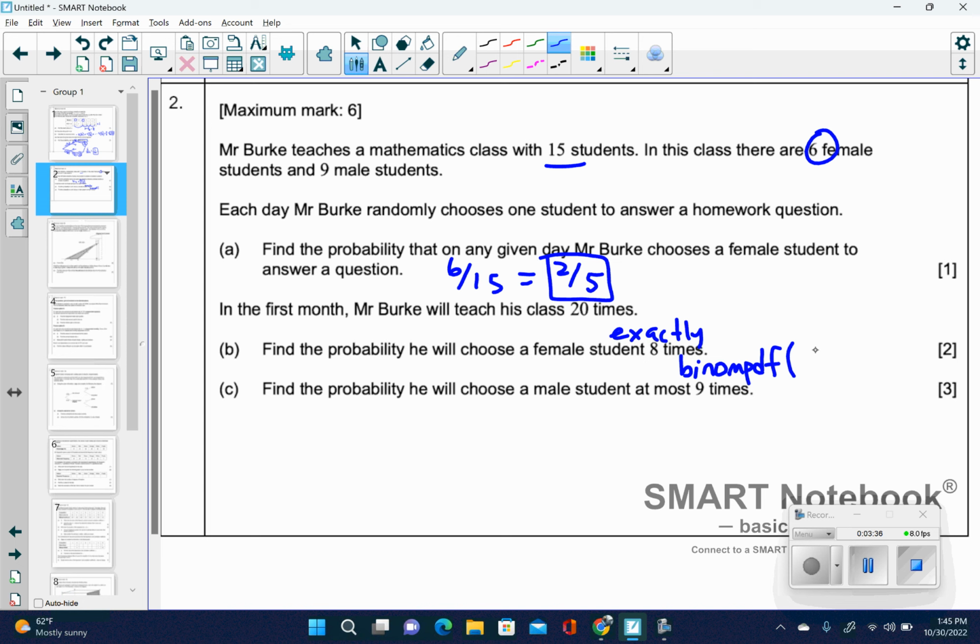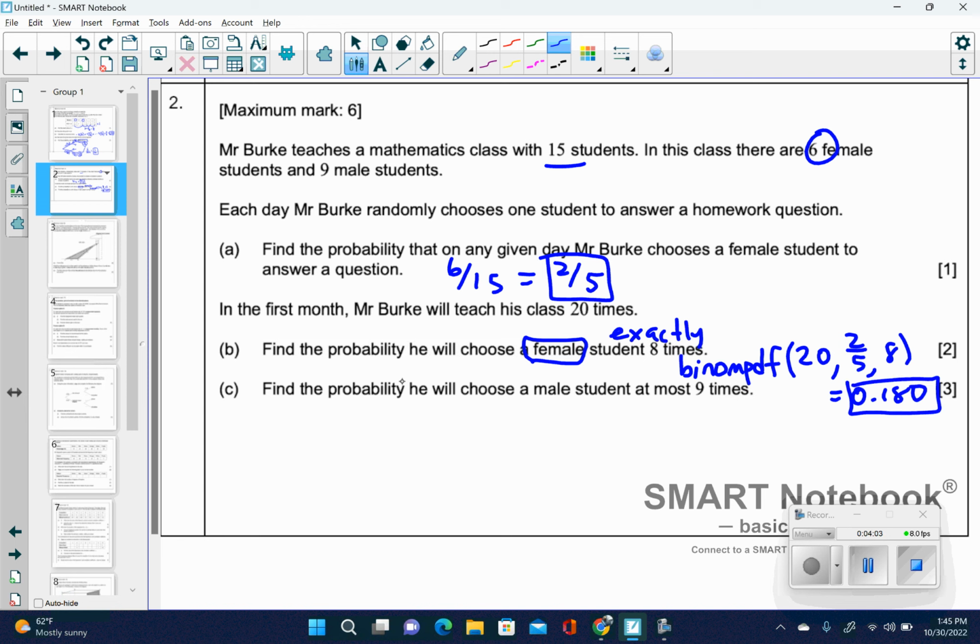He's teaching the class 20 times, so the total is going to be 20, comma, he is choosing a female student, that is his probability of success, so we just found that out, which is 2/5. So 2/5 is going to be the probability, and then the number after the exact is 8. So you put this into the calculator, hit enter, and your answer is going to be 0.180.